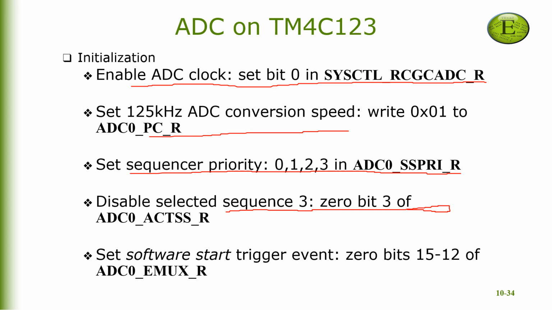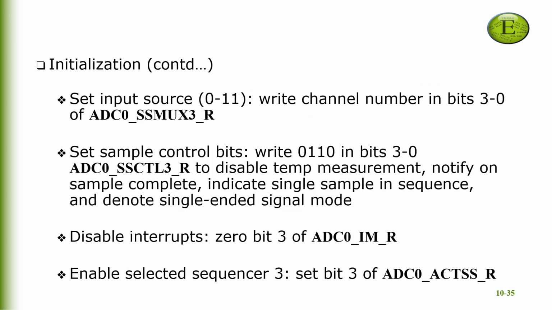We want sample sequencer 3 to be software triggered, so we are going to set bits 15 to 12 of the ADC0 EMUX register. The initialization procedure continues by setting the input source, by connecting the input source to one of the input channels of sample sequencer number 3. We're going to specify one of those 12 possibilities in the 4-bit field, bits 0 to 3 in the ADC0 SSMUX3 register, where 3 corresponds to sample sequencer number 3.